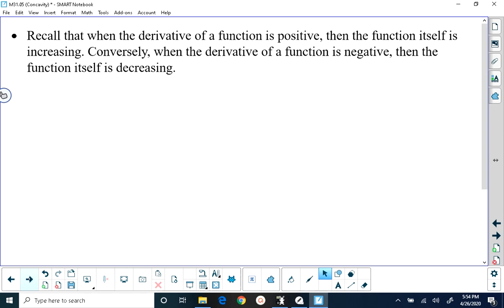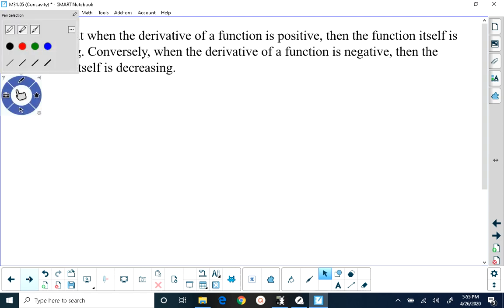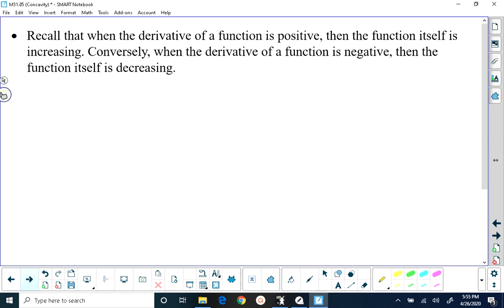And this is something you already know, but I don't know that I've stressed something to you that is really important for today. This says, recall that when the derivative of a function is positive, then the function itself is increasing. All that's saying is if the derivative is positive, the slope is positive. But I want to draw your attention to something that's very important for what we're going to be dealing with today. And it's that when the derivative of a function is positive, it's the function that's increasing.